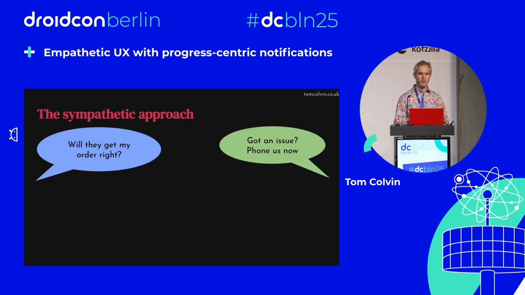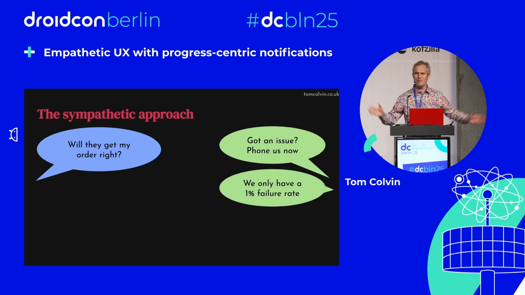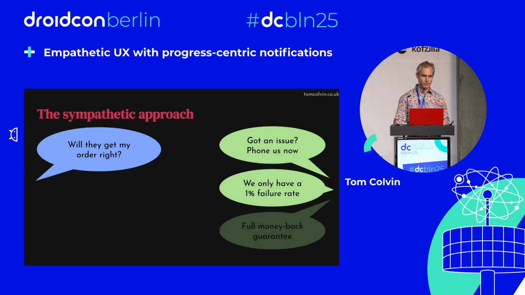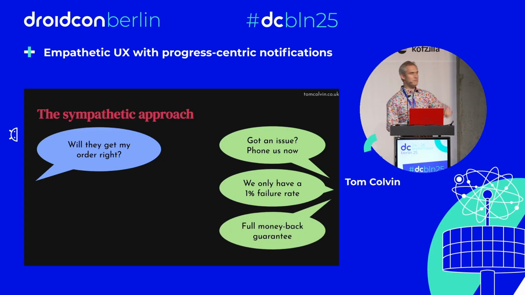messaging. We might want to say, if you've got an issue, you can just phone us. Make our support front and center. We might want to say, it's okay, we only get a 1% failure rate. You've got a 99% chance of getting this right. We could say, we've got a full money-back guarantee. So if there's an issue, it's not going to cost you anything. Don't worry, we'll just pick it straight back up.